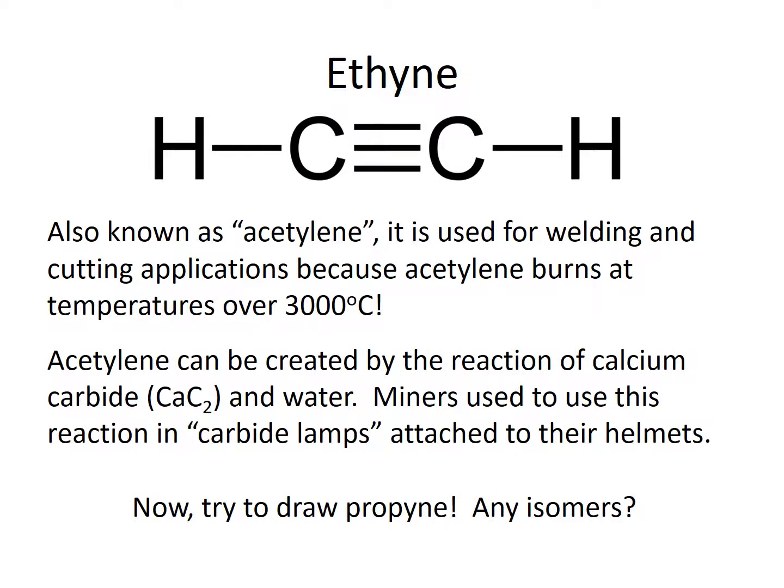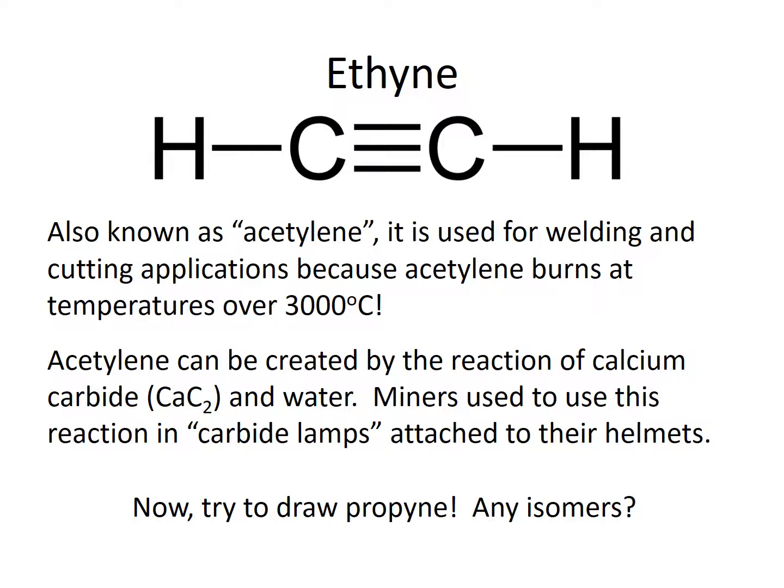Ethyne in the old naming system was called acetylene. This triple bond has a tremendous amount of energy in it, and consequently, if you can break those bonds, you release a lot of energy in a short amount of time. In this particular case, acetylene, if burned, can release so much heat that you can generate temperatures over 3,000 degrees.